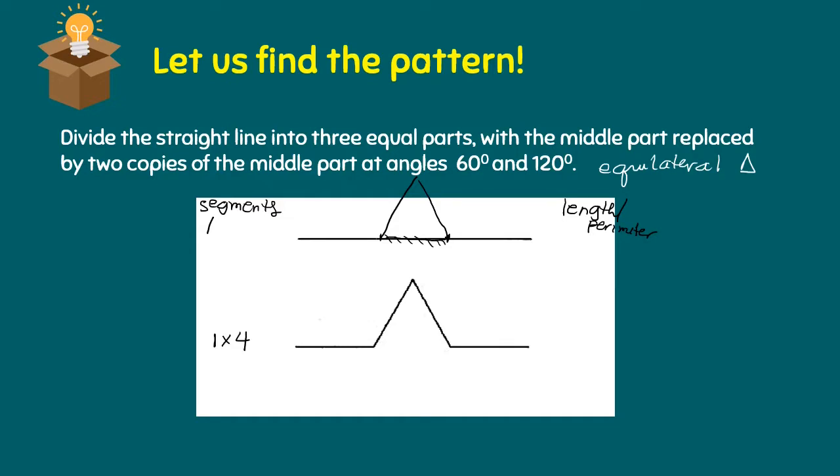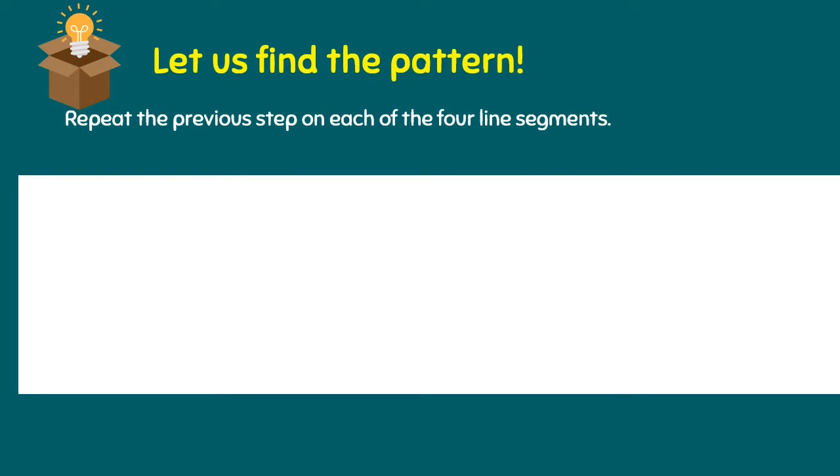Assuming that this one has side length of 1, since we divide everything equally into 3 parts, that's 1/3. Everything has a length of 1/3, right? So here we have 4 segments, each of size 1/3. The original length is 1. Here, it's now 1/3 × 4 or equal to 4/3. Let's look at the next one.